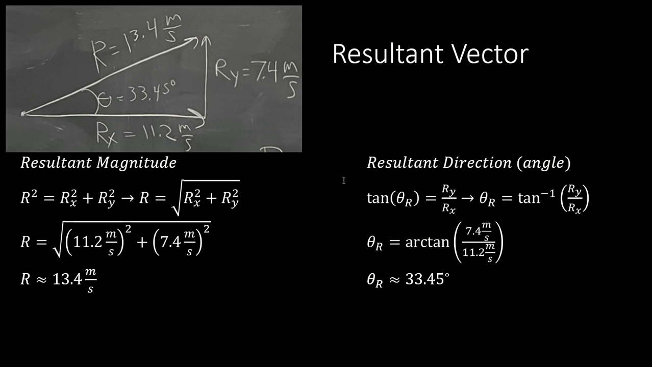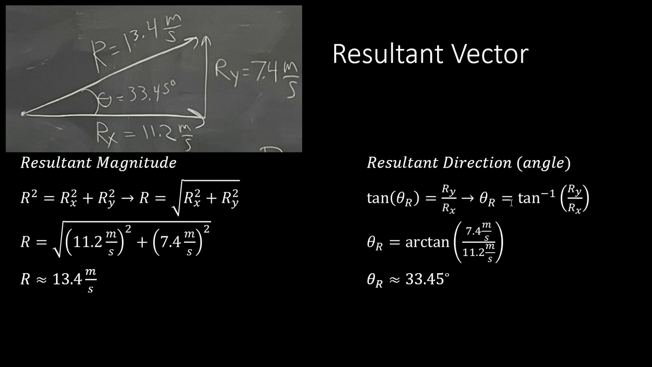The resultant angle, or the resultant direction: the tangent of some resultant angle is its y component divided by its x component. Rearranging this, theta of our resultant, or our resultant angle, is going to equal arctangent of the y component divided by the x component. Now, if you use a calculator, you might see a button that says tangent inverse.